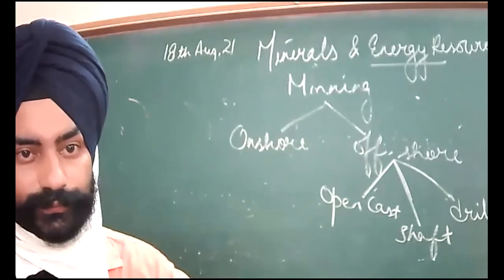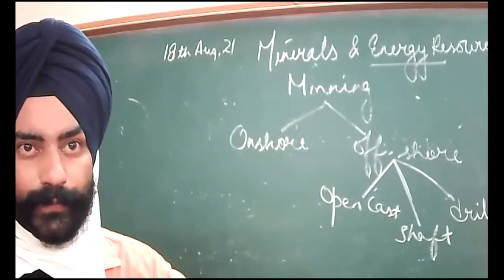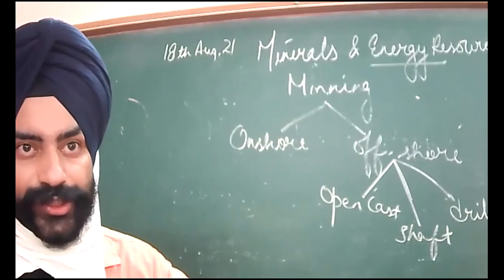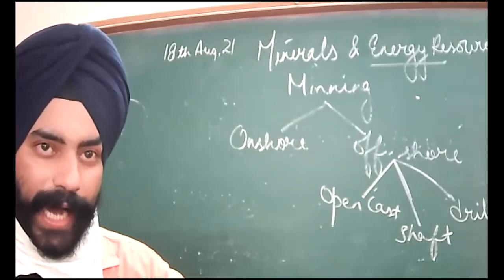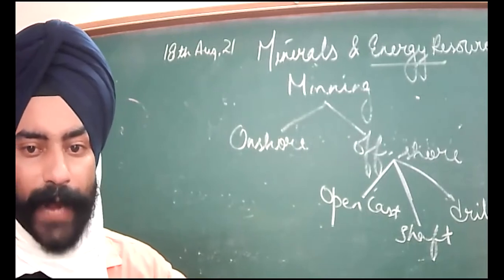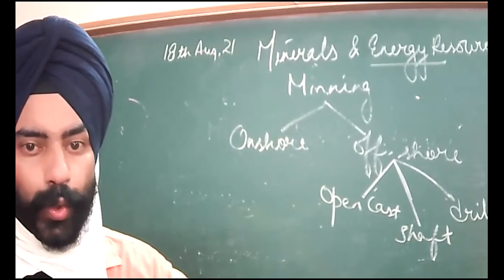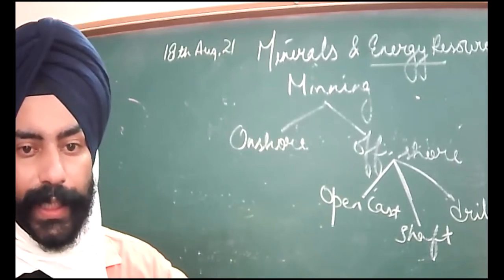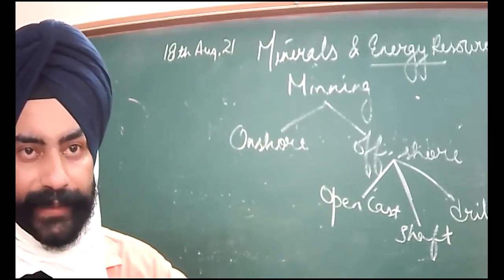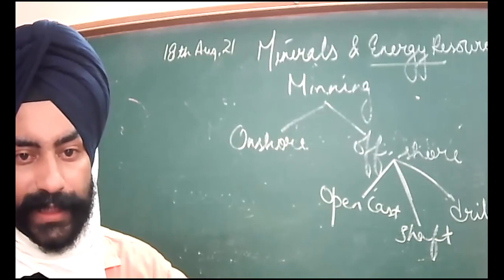Example, extraction of iron ore in Korba district of Chhattisgarh.